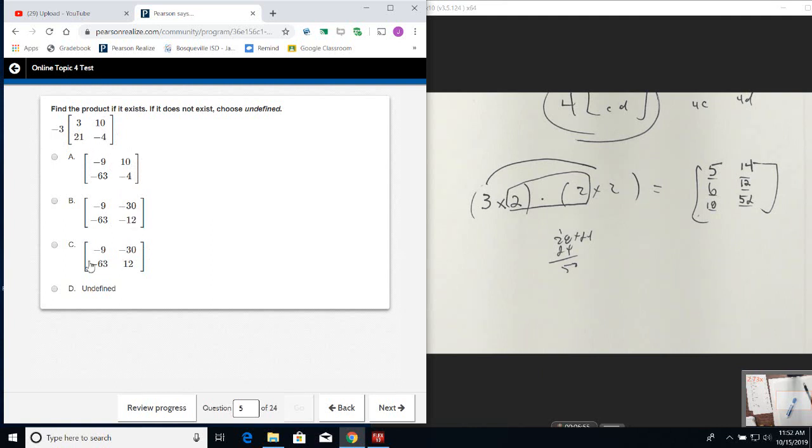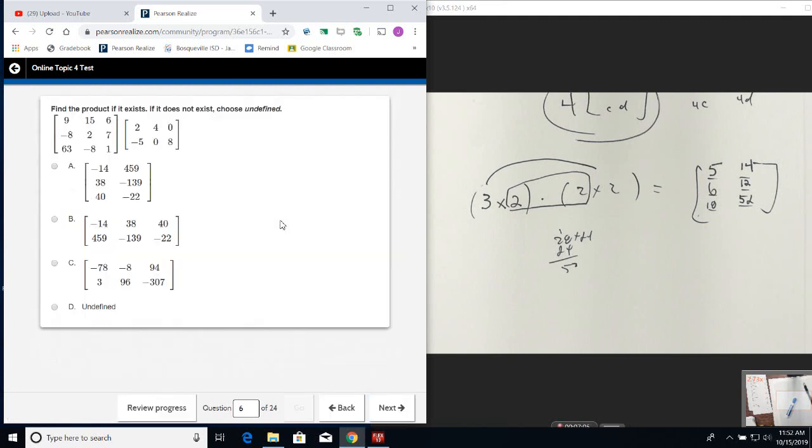So it looks like it should be C. Is that right? Negative 9. Let me double check. Yep. So it's C. All right. Let's go to the next one.